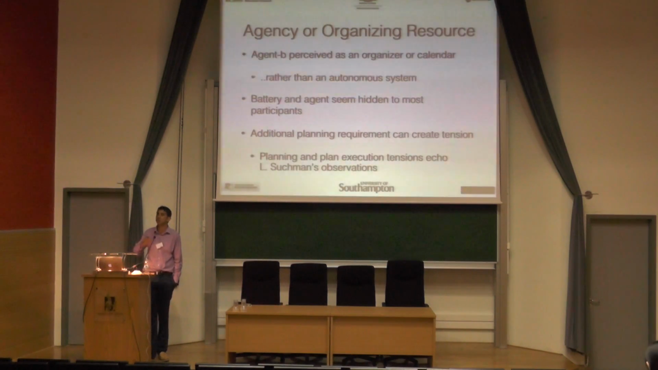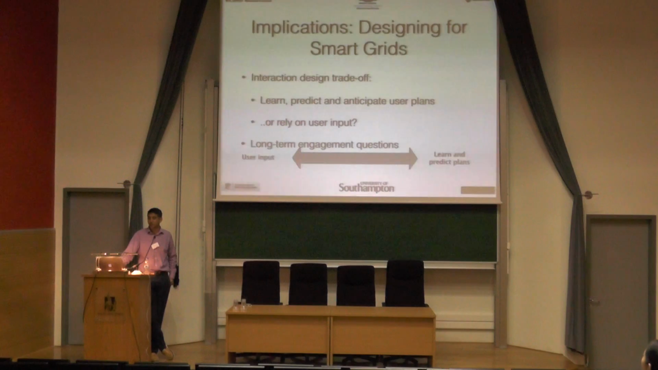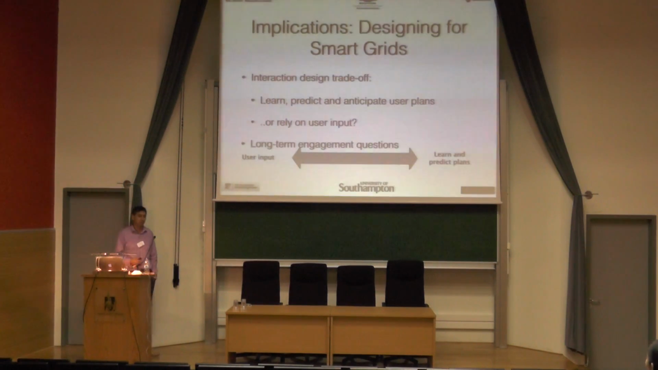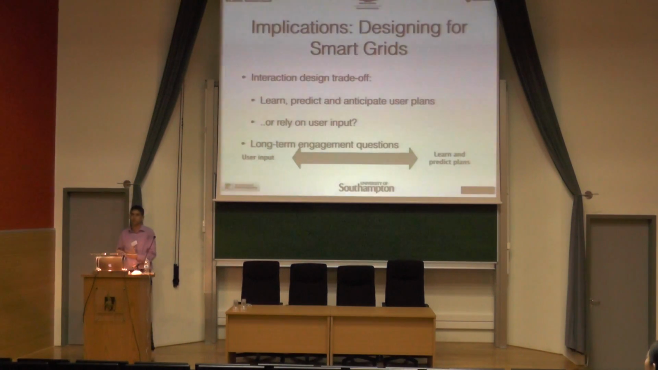So they would be okay with letting the agent charge at whatever time and shift their loads and store the energy whenever they thought it might be okay. So maybe model them a bit more. And this sort of raises implications for designing for smart grids. So there's an interaction design trade-off. You could let the agent learn about human behavior and try to predict when you're going to run your washing machine. Or you could let users take control and actually tell the system when they're going to run your washing machine. So there's a big trade-off between these two.